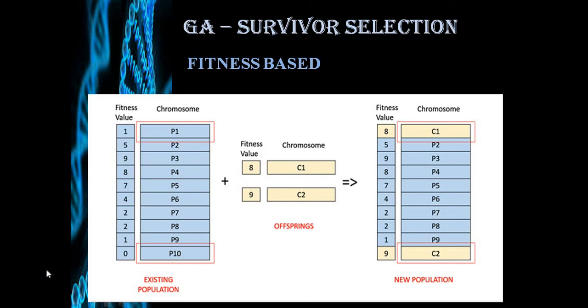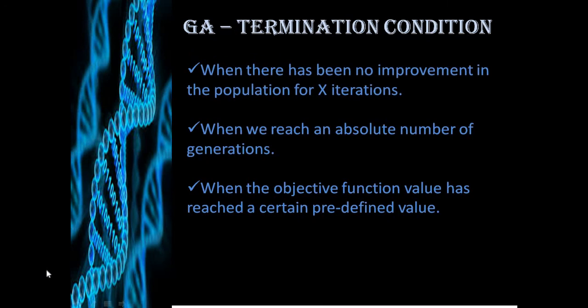So here the decision of which individual to remove from the population is arbitrary. Next is the termination condition. The termination condition is important in determining when a genetic algorithm will stop running or execution will end.